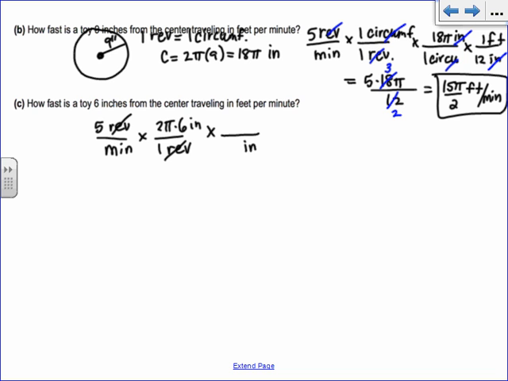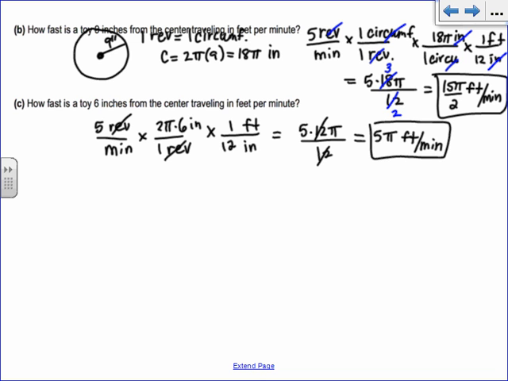And then again, I want feet per minute. So I have 12 inches per 1 foot. So it cancels and we get 5 pi feet per minute. So a little bit slower. And the other one was like 7.5.